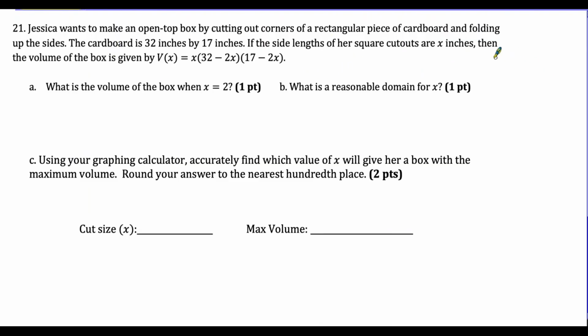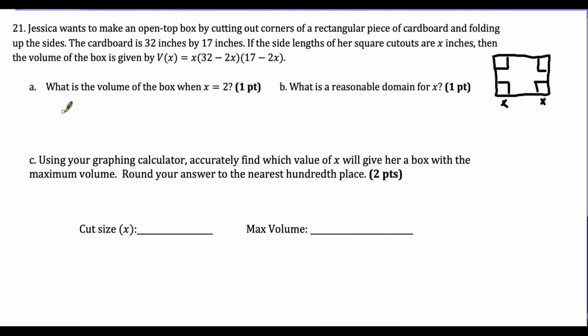If my cardboard is 32 by 17 and I'm cutting out x by x squares from each corner, and I started with sides of 32 and 17, if I cut out x here and cut out x here, the remaining side is what I started with, 32 minus x, or 32 minus 2x. So that's how they built this formula, right? This is the length times the width times the height of my three-dimensional box.